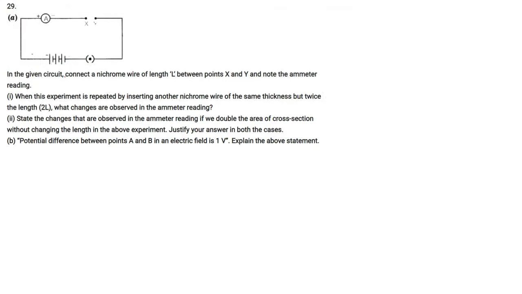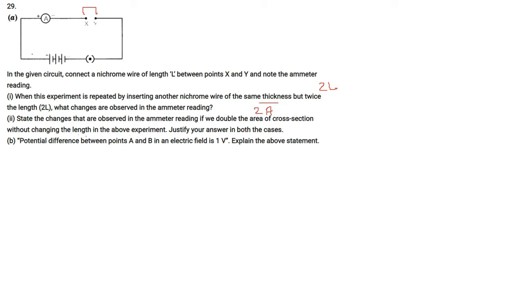In the given circuit, connect a nichrome wire of length L between X and Y, and note the ammeter reading. When this experiment is repeated by inserting another nichrome wire of the same thickness but twice the length, what changes are observed in the ammeter reading? And state the changes observed in the ammeter reading if we double the area of cross section, that is A becomes 2A, without changing the length in the above experiment. Justify your answer in both cases.